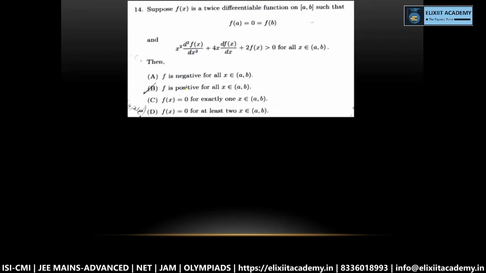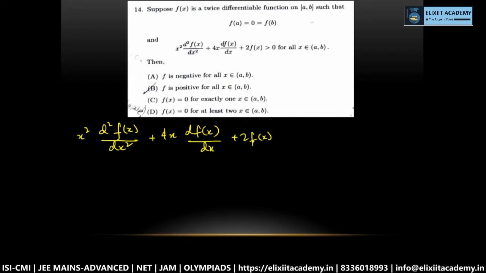So basically, one more condition is given, that f(a) is equal to 0 is equal to f(b). This condition is given. So which of the following options are correct? First of all, we have x squared d2f(x) by dx2 plus 4x df(x) by dx plus 2f(x).